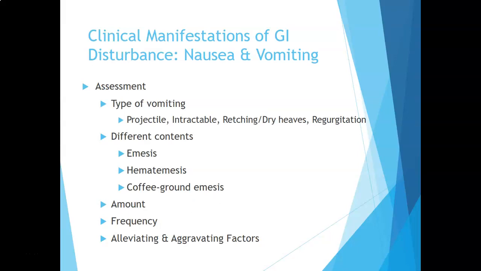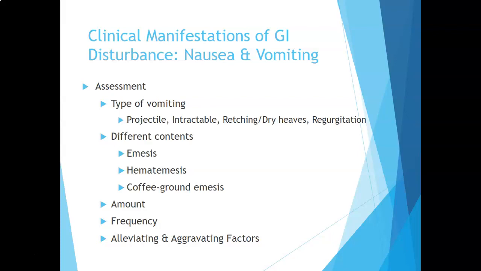We want to make sure as nurses that we are assessing the nausea. So if someone is nauseous and/or vomiting, we want to know what type it is. Is it projectile, which is what it sounds like? Is it intractable, which means it doesn't go away? Retching or dry heaves, that's when people are trying to vomit, but they're not actually bringing anything up. And regurgitation, which we'll go into much later on.